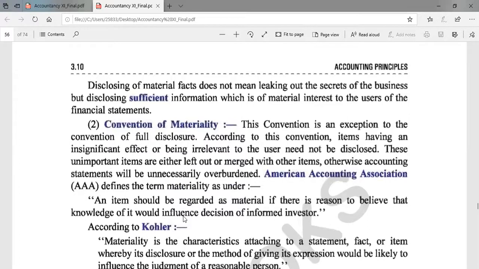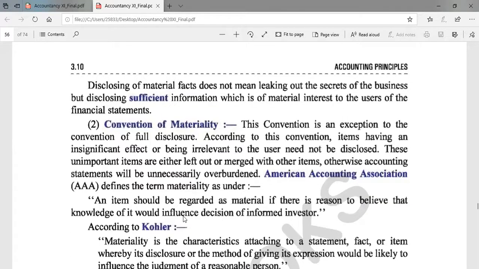Next is materiality. Materiality is the opposite of full disclosure, and why is that? Because materiality says that we do not need to record and disclose all financial transactions, whether big or small, right? We will take into consideration only those transactions which are material. Material means which are relevant, which are important to our organization, and which are actually going to make a difference in the profit levels we show to the parties interested, right?